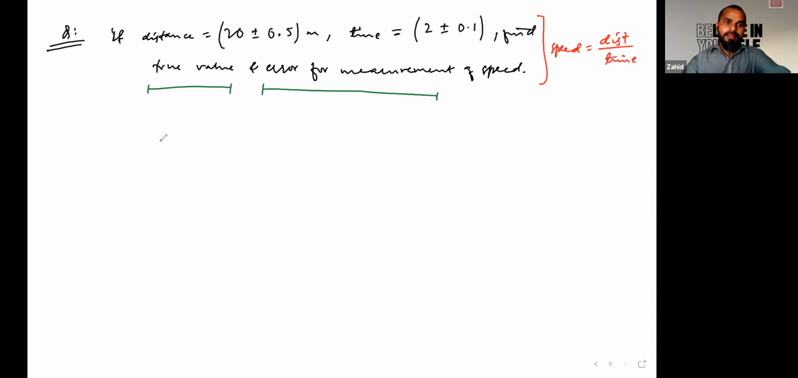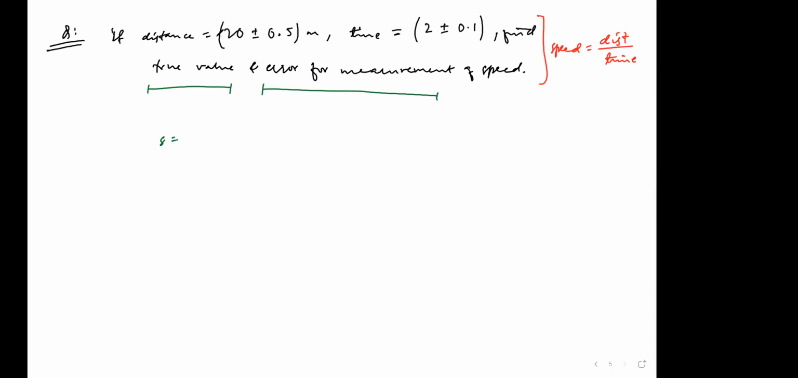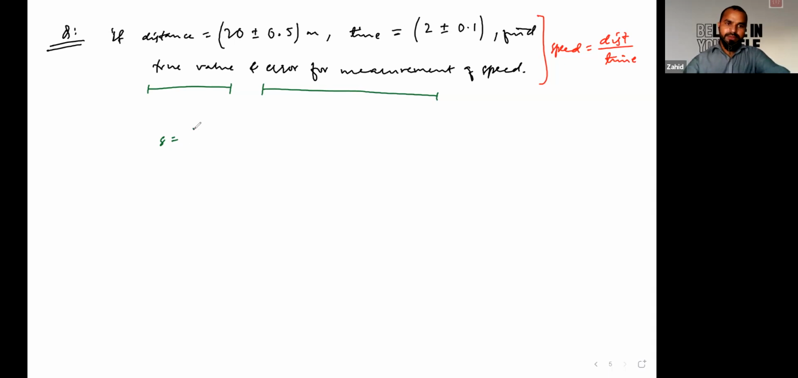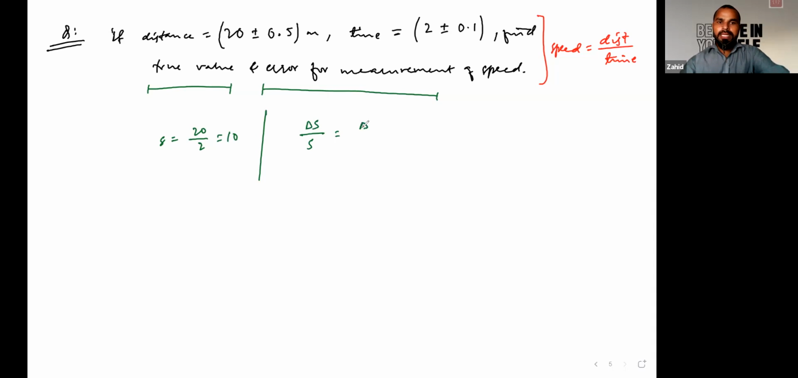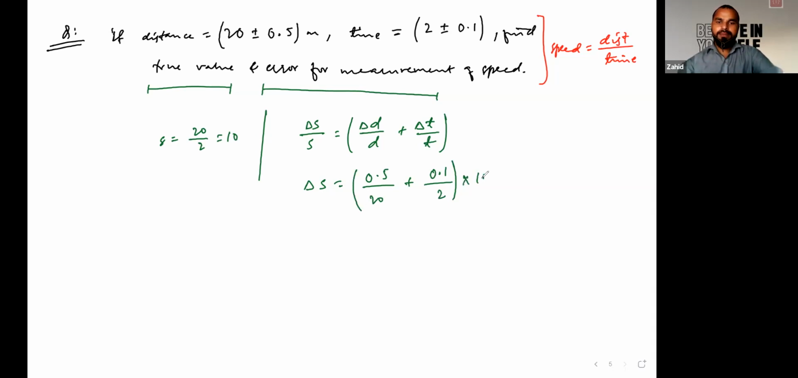Let me solve. So we have speed. Speed is simply distance over time. For the true values, distance is 20 and time is 2, so it will be 20 over 2, meaning 10 meter per second. Next, for the error part, delta S over S is equal to delta D over D plus delta T over T. We have to calculate delta S only. Delta S would be equal to 0.5 over 20 plus 0.1 over 2, multiplied by S, which is 10. Just multiply this whole term by 10 individually.